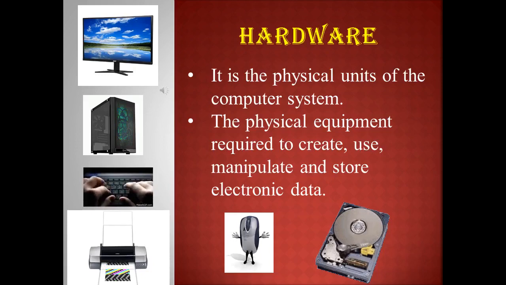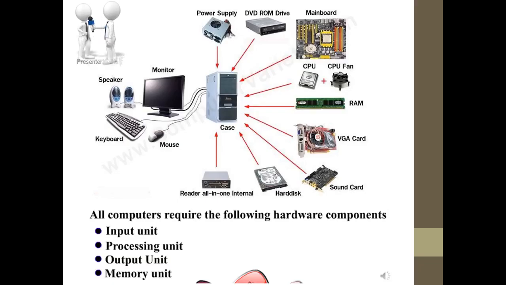Electronic data means the data which is present in the computer, because a computer is an electronic machine. Look at the picture. These are examples of hardware like monitor, speaker, keyboard, mouse, hard disk, VGA card, RAM, etc. Because these are the parts that we are able to see and touch.